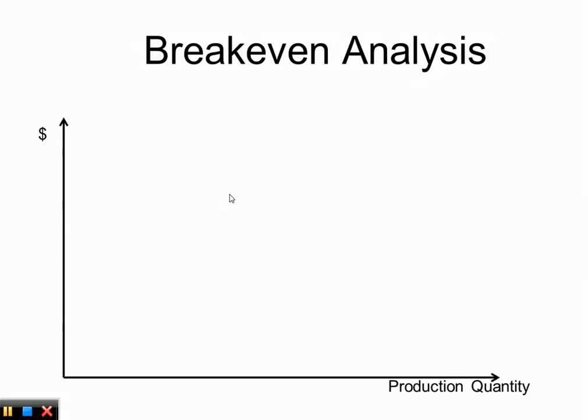So here's a graph that helps you understand that. Let's say we have production quantity as our x-axis, and the amount of money in US dollars as the vertical axis, the y-axis. Here would be our fixed cost. As you can see, they don't depend on production quantity, so they're just constant. So this is a constant line.